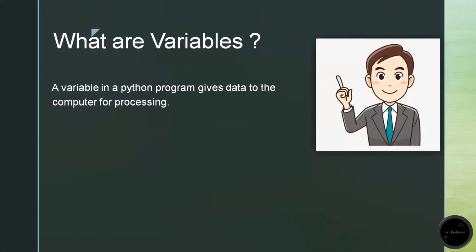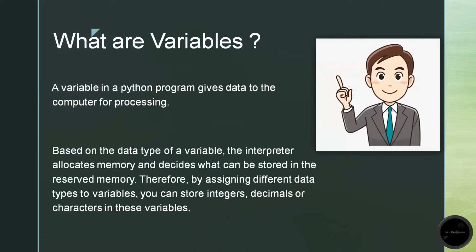So guys, what are variables? So a variable in a Python program gives data to the computer for processing. Based on a data type of a variable, the interpreter allocates memory and decides what can be stored in a reserved memory. Therefore, by assigning different data types to variables, you can store integers, decimals, or characters in these variables. So guys, if you want to store data in any type of programming language, we need some entities, and those entities are nothing but variables.